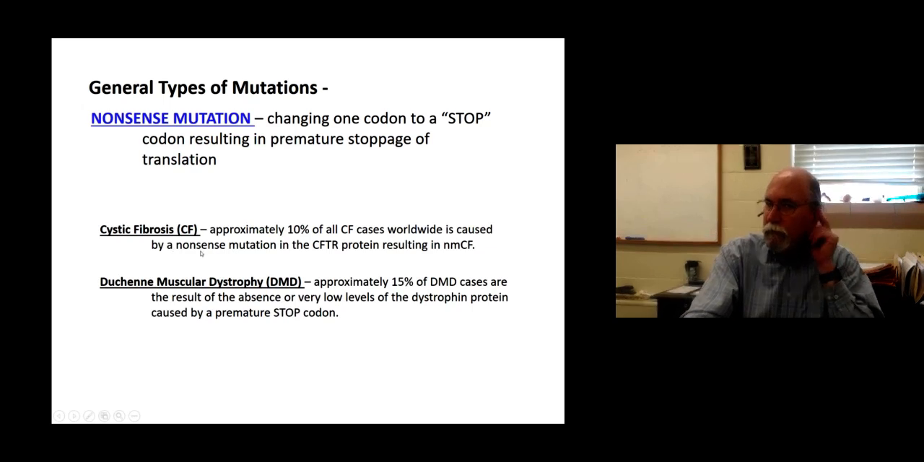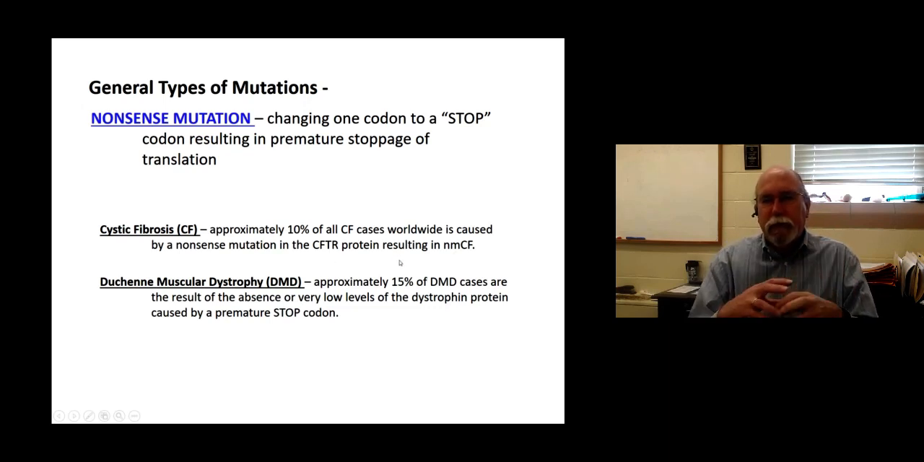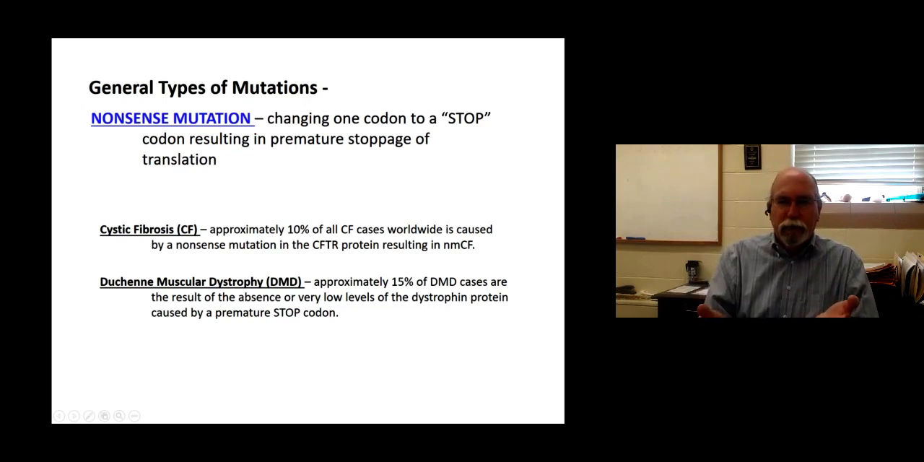We see in cystic fibrosis, it's one of the most common genetic diseases worldwide. There is a protein that is part of a transmembrane protein that results in essentially the sticky material that gets pushed out of the cell. It's a misformed protein, and it's caused by this nonsense mutation, an early stop codon.